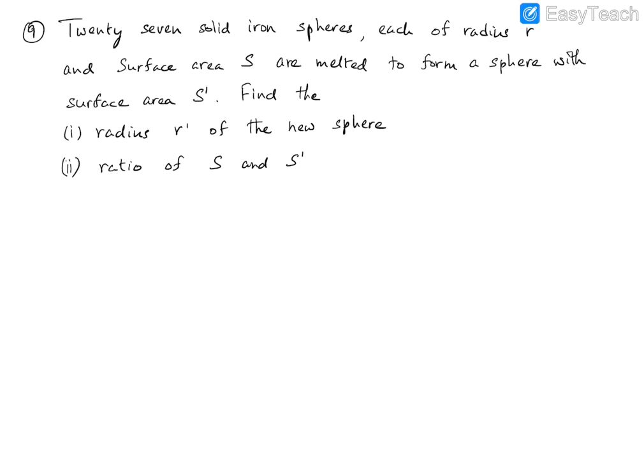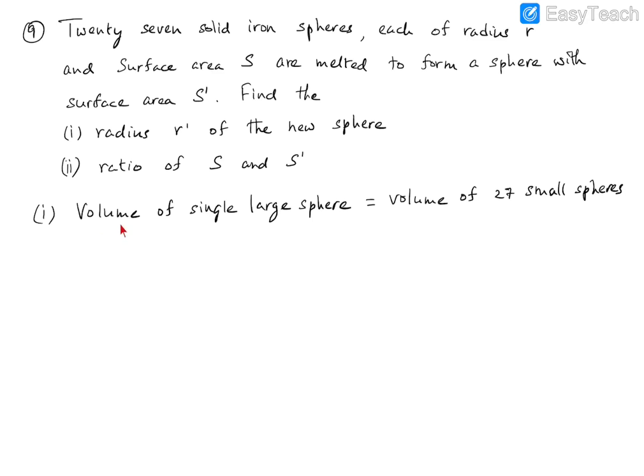So the first thing we need to understand is the volume of 27 small spheres is going to be equal to the volume of the single large sphere. So let's write that down. The volume of the single large sphere is equal to the volume of all the 27 small spheres, and that is basically the same thing as saying 27 times the volume of each small sphere, because all the small spheres have the same radius r.